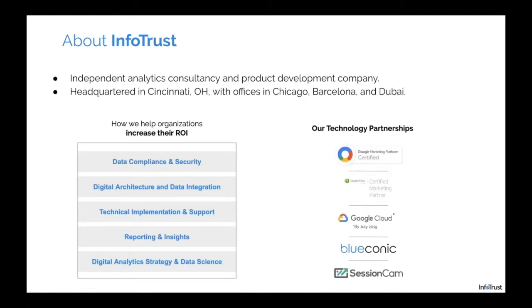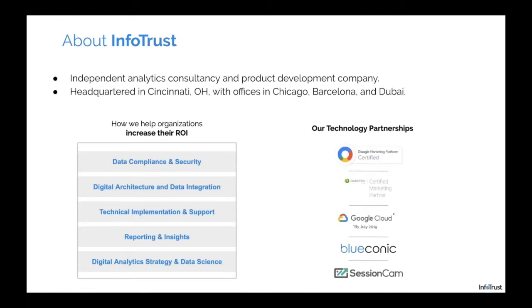Some of the different types of things we do: data compliance and security. We have a product called Tag Inspector, at taginspector.com, that handles a lot of the data privacy, data compliance, and security piece. We do a lot of digital analytics architecture, integration, technical implementation and support, reporting and insights, dashboarding, and also digital analytics strategy and data science. So we cover a lot of different services, but we're essentially a full service analytics consultancy.